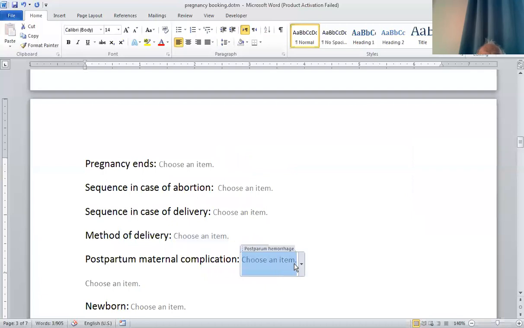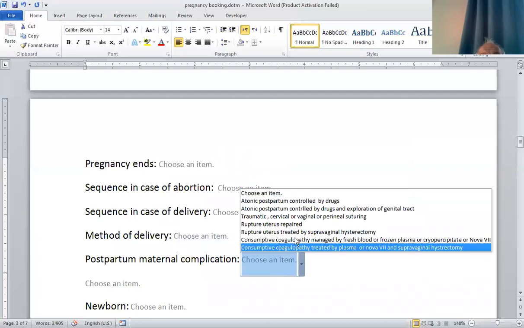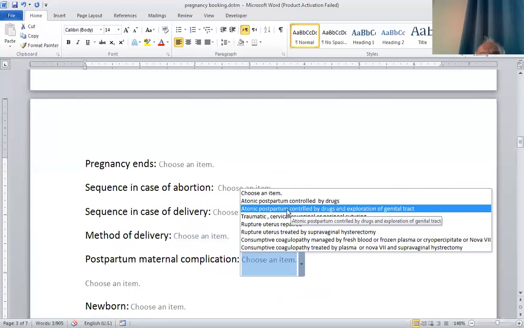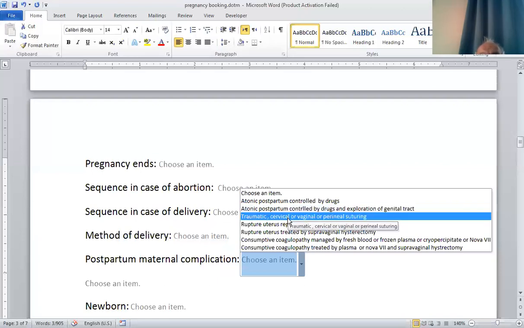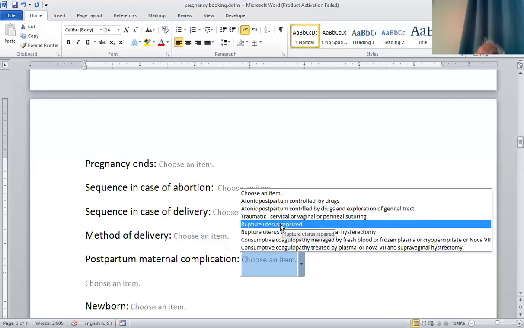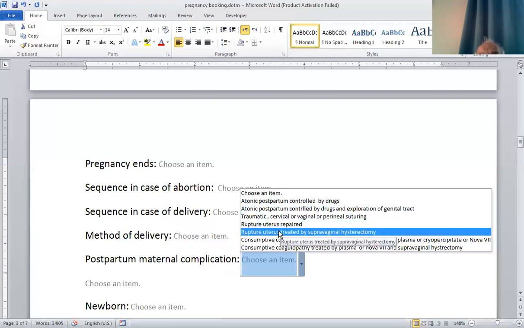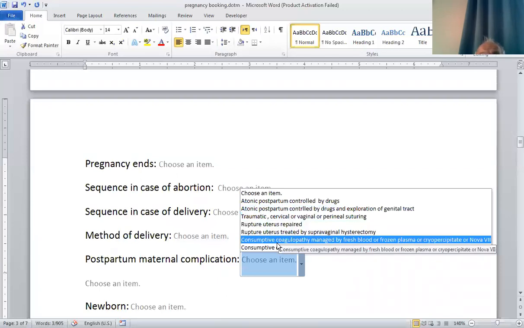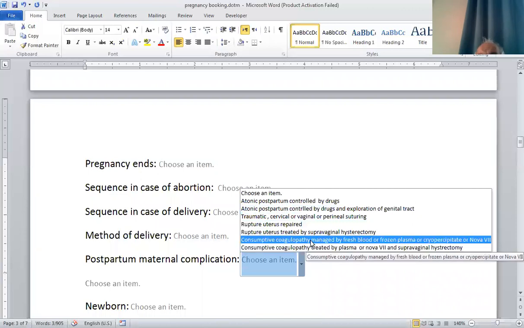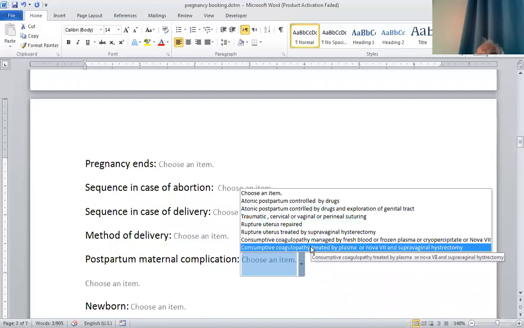If the patient has postpartum complications, such as postpartum hemorrhage, controlled by suture of cervical lacerations, rupture uterus, severe rupture uterus treated by cervicovaginal hysterectomy, consumptive coagulopathy managed by blood transfusion, fresh frozen plasma, and some coagulation controlled by plasma or cervicovaginal hysterectomy.